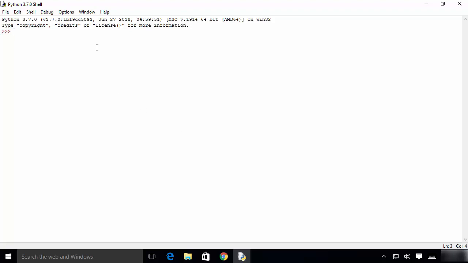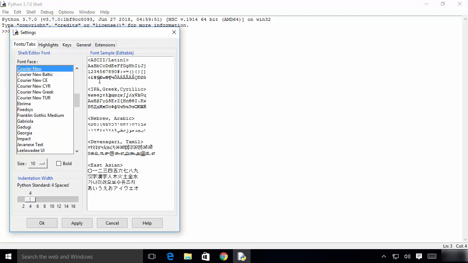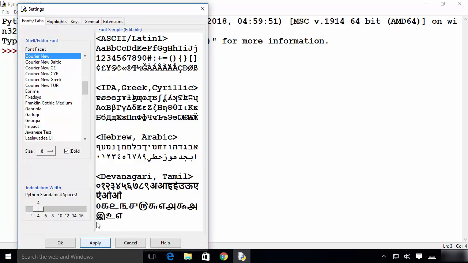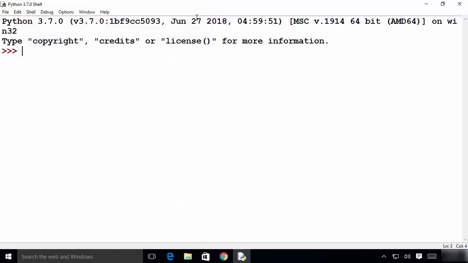So the first thing I want to do here is increase the font size in the IDLE IDE, because this may not be visible to some of you. You can change the font size by just changing this number. I'm going to change it to, for example, 18 and bold. So we will be able to see our fonts in a better way. So now everything is set. So let's get started with the programming.